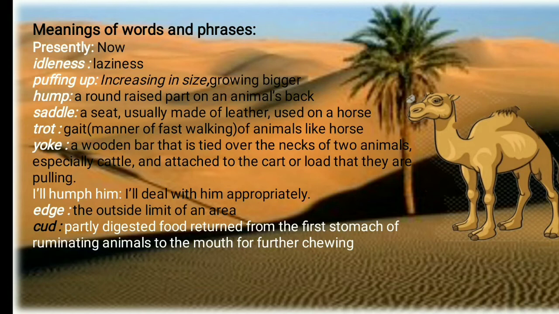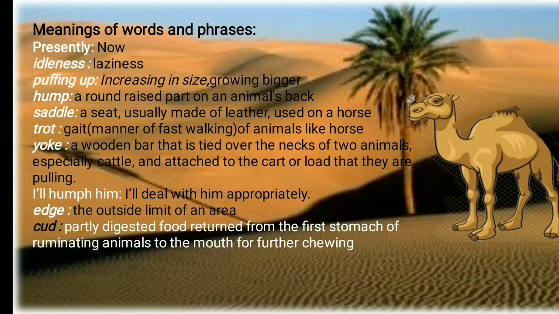Puffed up means increasing in size or growing bigger. Hump means a round raised part of an animal's back. Saddle means a seat, usually made of leather, used on a horse's back. Trot means gait. It is a manner of fast walking of animals like a horse. Yoke: a wooden bar that is tied over the neck of two animals, especially cattle, and attached to the cart or load that they are pulling.